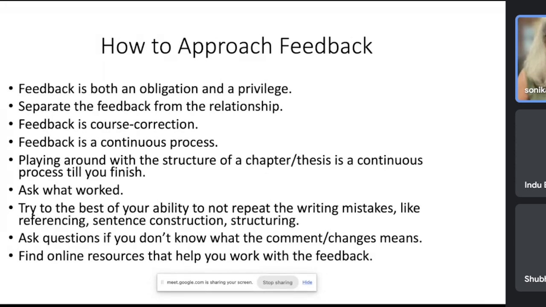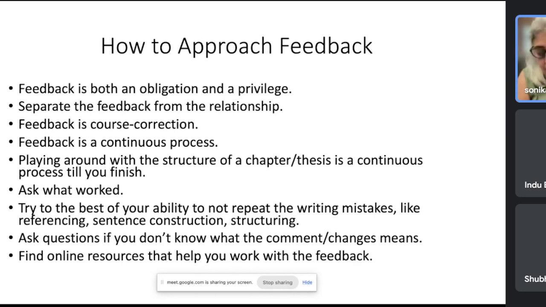And the one thing is, if in the month of January you've given a draft and your supervisor has given you some feedback on it and you've acted on that feedback, and in the next draft, which maybe you give in the month of May, the supervisor has changed something in the portion that you thought you worked on, please don't be demoralized, because playing around with the structure of a chapter or a thesis is a continuous process till you finish. So don't look at it as, oh, this is moving backwards. No, it's not. And I think what most supervisors would look for is, once they've given some feedback, especially the writing feedback, try not to make those mistakes again.